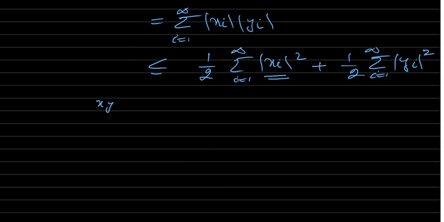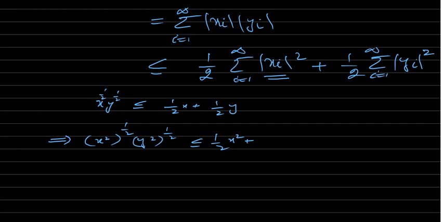It's this inequality: (xy) power 1 by 2 is less or equal to 1 by 2 x plus 1 by 2 y. Now suppose x is positive, then this is x square, x square power 1 by 2. Instead of x, if I have x square and y square, power 1 by 2, so this will be less or equal to 1 by 2 x square plus 1 by 2 y square. So that means if x and y are positive, then xy is always less or equal to 1 half x square plus 1 half y square for x, y greater or equal to 0.